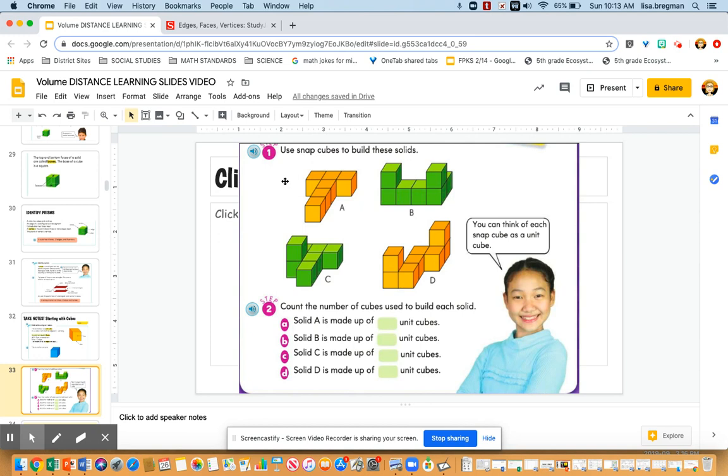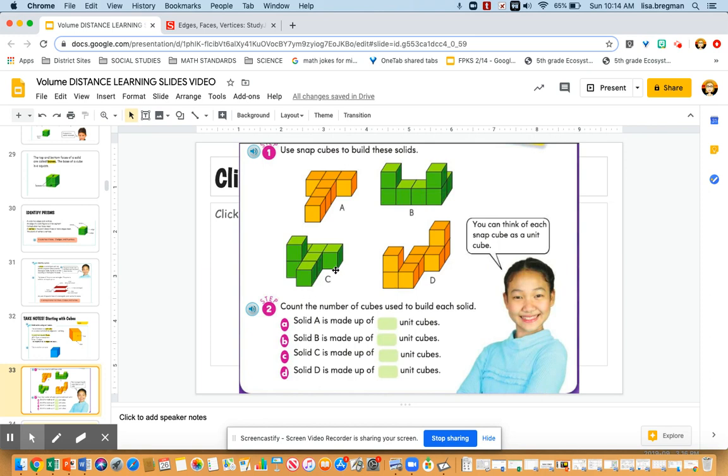You don't want to forget the cubes that might be hidden. Let's tackle B. Well, this is a cube: 1, 2, 3, 4, 5, 6, and the one behind it, 7. So B is made up of 7 unit cubes. Try these on your own and see if you get the same number as I do, and I'm going to go over them.